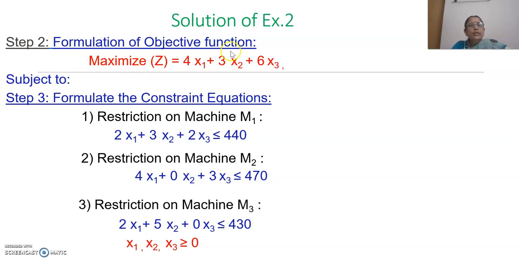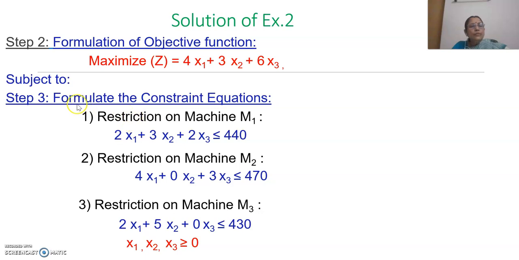So, that is the second step, which is formulation of the objective function, which is maximization of total profit. Z here is indicating total profit, which is equal to 4x1 plus 3x2 plus 6x3. So, 4 is, by selling 1 unit of product 1, I am able to get a profit of 4, and we are going to manufacture x1 units. So, total profit is 4x1. Similarly, with respect to product 2 and product 3. So, this is our objective function.